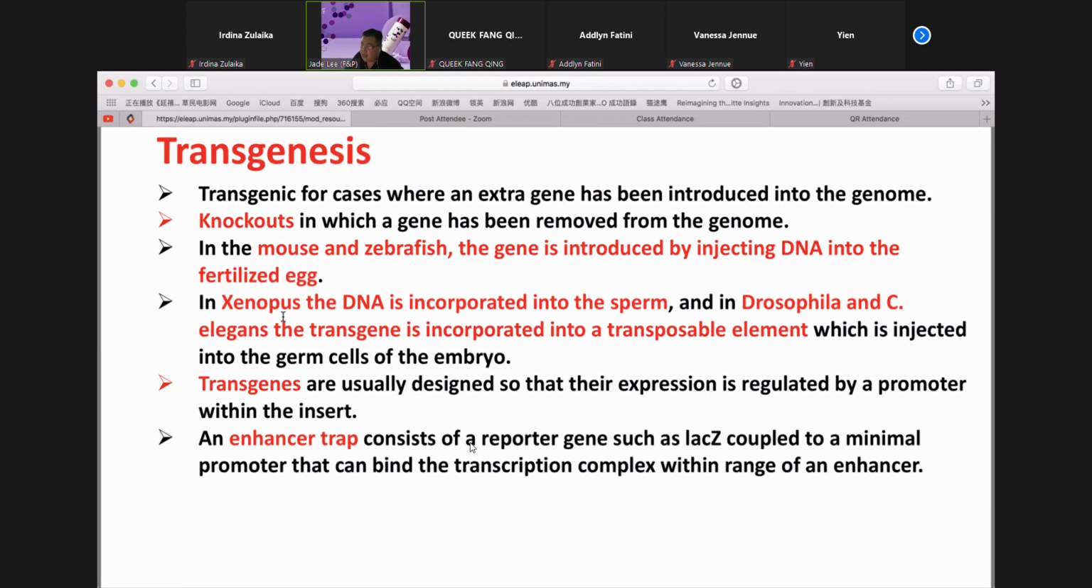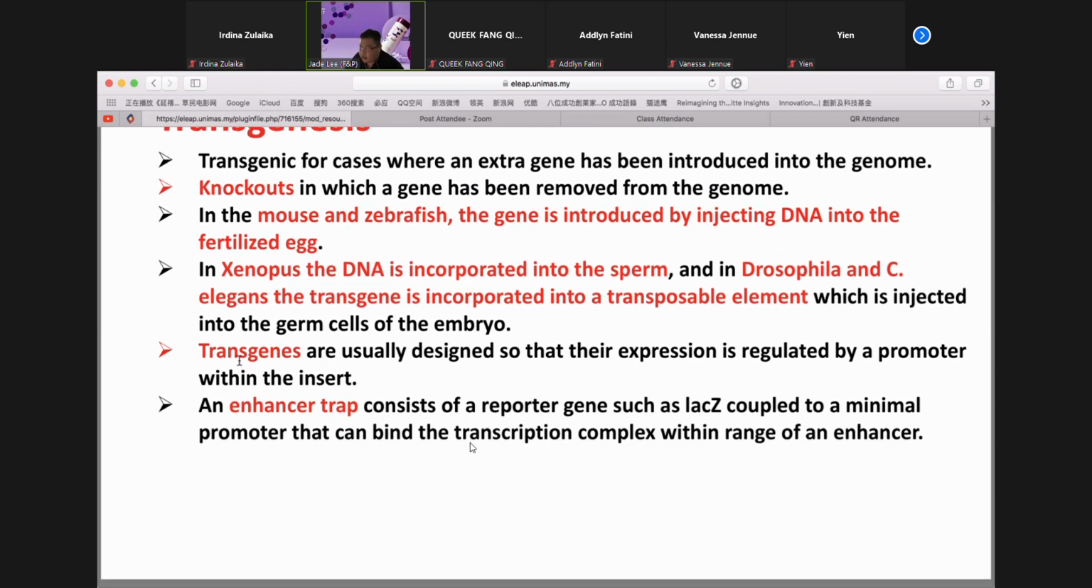So in Xenopus ialah katak. The DNA is incorporated into the sperm, and in Drosophila and C. elegans, the transgene is incorporated into the transposable elements which is injected into the germlines of the embryo. So each model animal, they will use different techniques. Okay, kita tak boleh apply the same technique into all animals. Okay, and the transgenes are usually designed so that the expression is regulated by a promoter within the insert. So kita insert certain tu, kita ada promoter and we can check whether the genes is expressed or not.